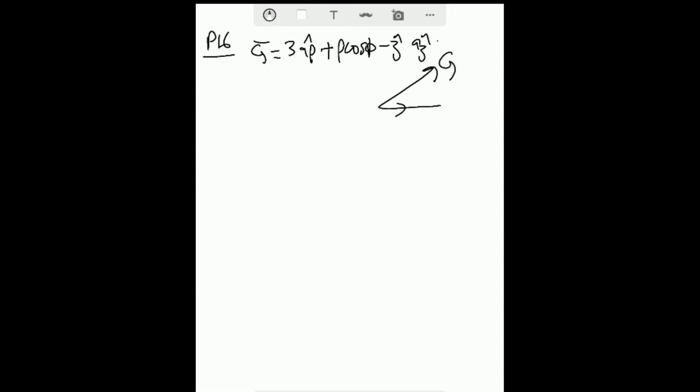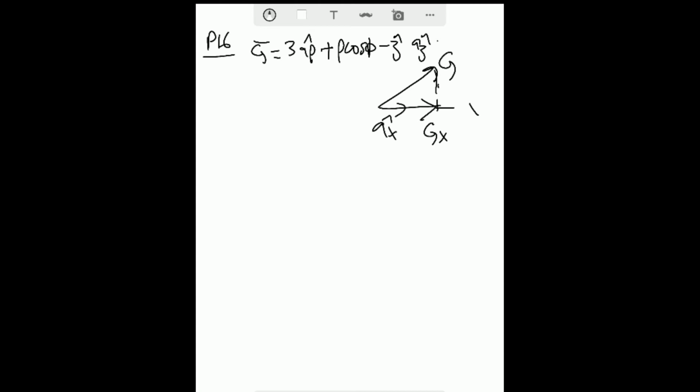So next problem is 16, and in this problem I am given a vector in cylindrical coordinates, g = 3 a_rho + rho cosine phi a_phi minus z squared a_z, and I want to find a component of this vector along the x-axis. So if this is the x-axis and this is a_x, I want to find this component here, the component of g in the direction of a_x, so let's call it g_x.